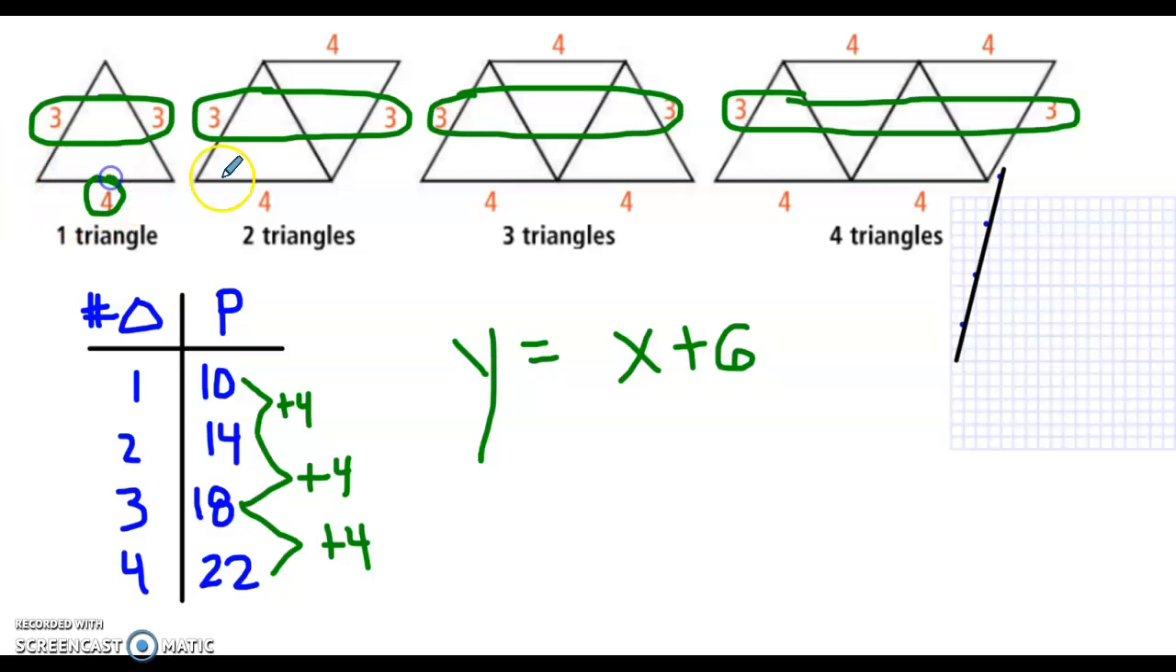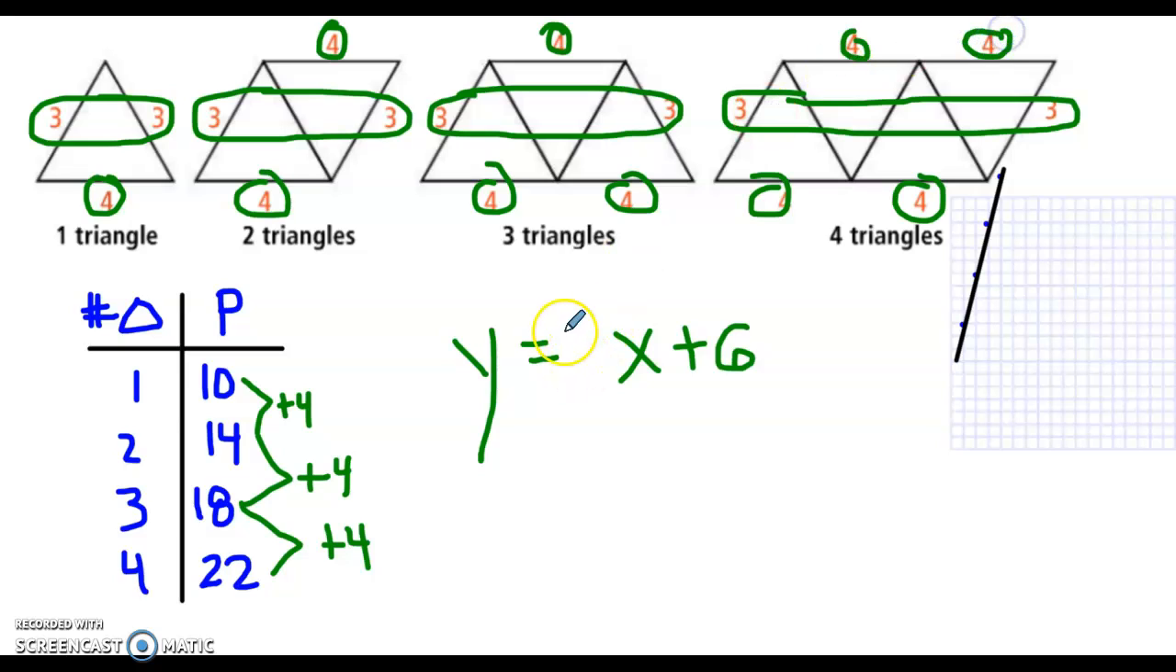Here I had 1 4. Now I've got 2 4s. Next one I have 3 4s, and then I have 4 4s. So what keeps changing is it always goes up by 4. I keep adding a 4. So it would be 4x plus 6. Again, I can see that I can get that 4 also here from my table. What I keep adding is 4. What stays constant from one to the next is the 6. You have a double 3.